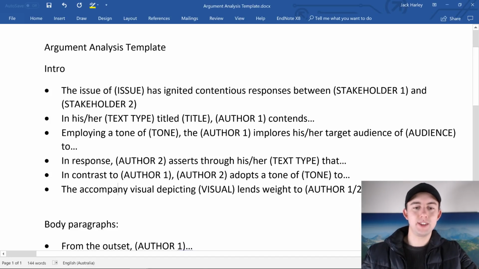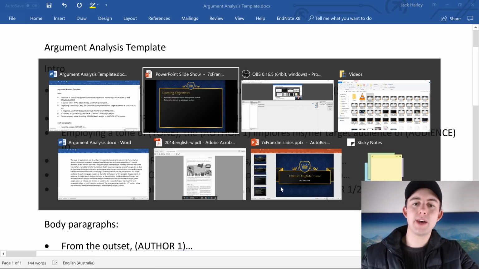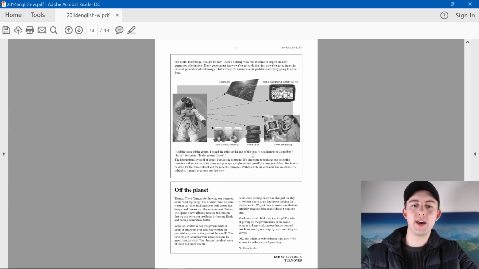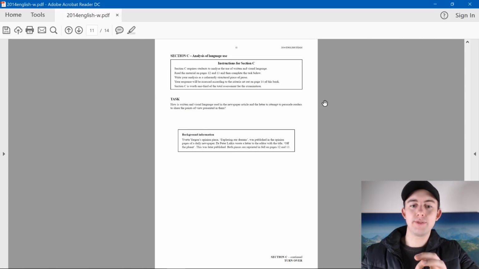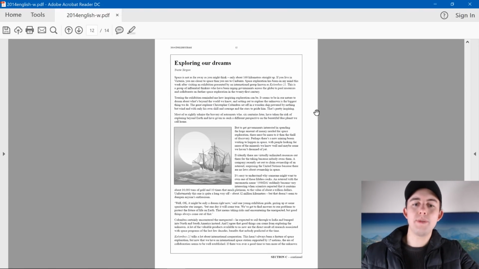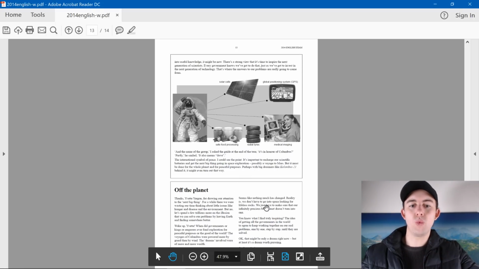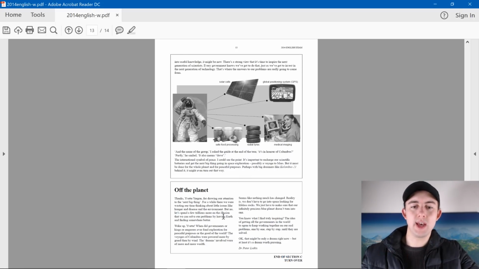So, that's it guys. This is the structure that you can use to get an A+ level introduction. Now, let's have a look at it in action. Here's a paragraph that I've written using that exact same structure for the 2014 VCAA exam. Guys, this is publicly available. I encourage you to read it. It's all about space travel. So you have one author here who supports space travel, one author here who refutes the first author.